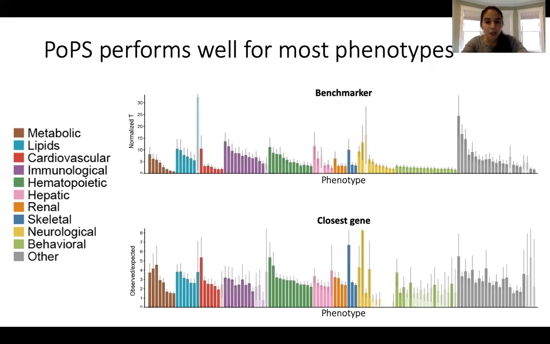So here are the results for our phenotypes, benchmarker on top and closest gene on the bottom, with the phenotypes colored by category and arranged along the x-axis. And you can see that POPs is performing well for those phenotypes. So we were happy with this analysis, and it also gives us a sense for which phenotypes we think have the best performance and what the relative performances are for the different phenotypes.